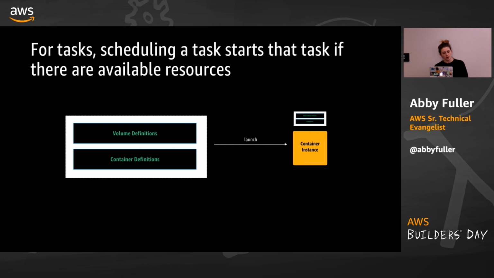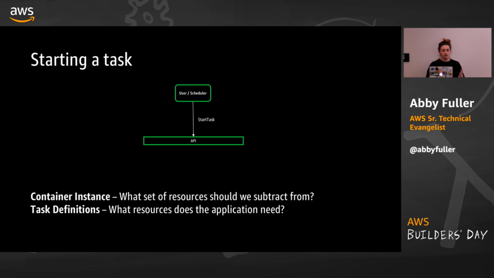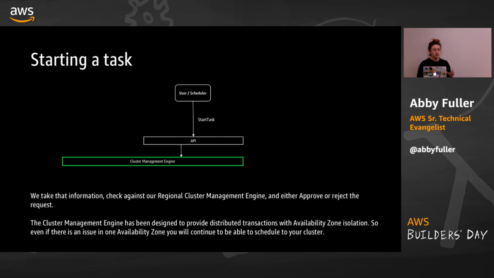How does accepting resource requests work? For a task, it starts with a request. The task says, are there available resources in this pool for me to run? And if there are, it looks for container resources and for the task resources. We've talked about those before, but you have the hard ones and the soft ones. What does my whole task need, and then what does this individual container need? You send that request to your regional cluster management engine, and it either approves it or rejects it. Then the cluster management engine does it within an availability zone. So if you lose an availability zone, you can continue to schedule to your cluster, but to a different availability zone.